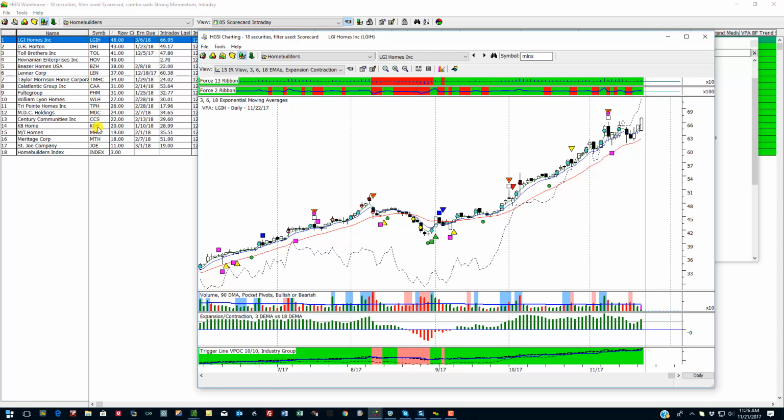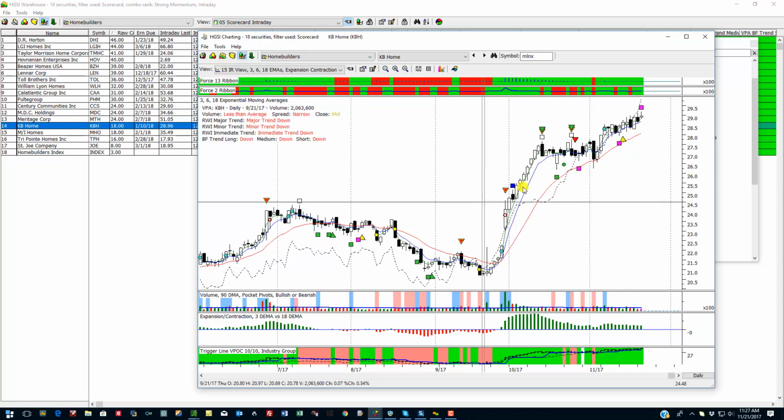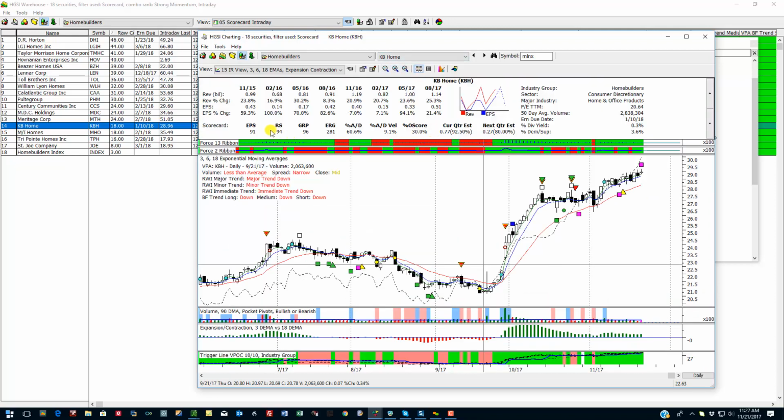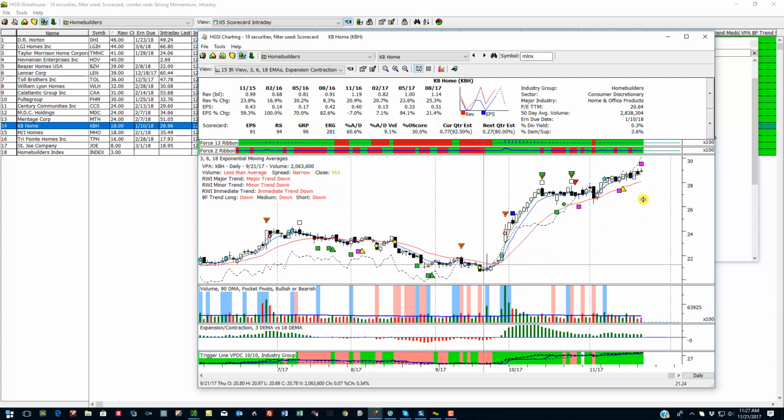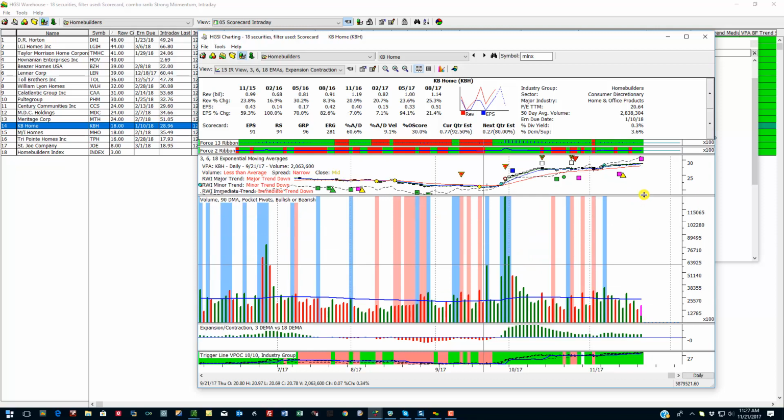Now if I bring up KB Home, you can see that it's struggling. I liked it because of these VPA flags, and it had broken out to this level right here, but it just can't seem to get out of its own way. It's got a strong EPS rank, strong relative strength, strong group rank, and so on. But there's just not a lot of interest in it on the volume, as you can see there.